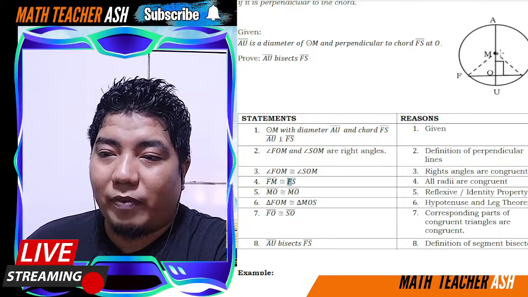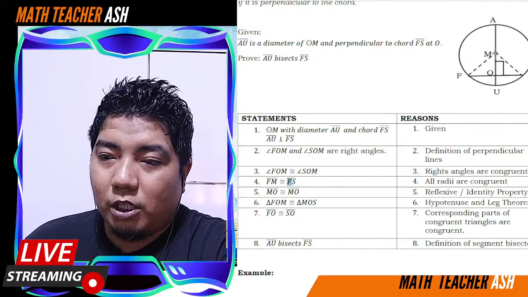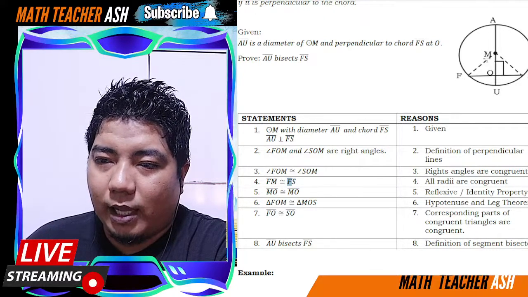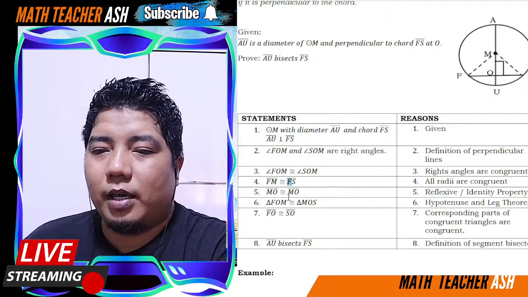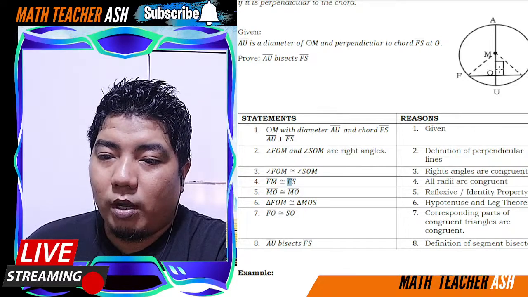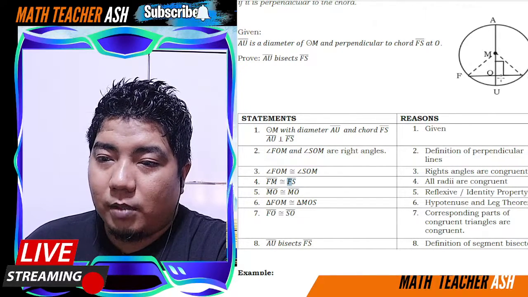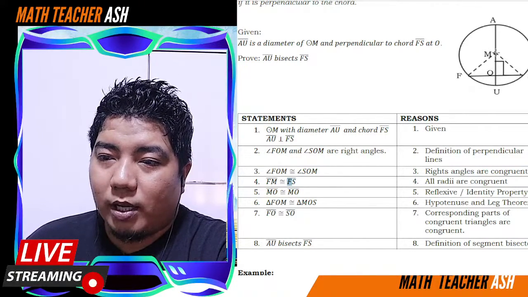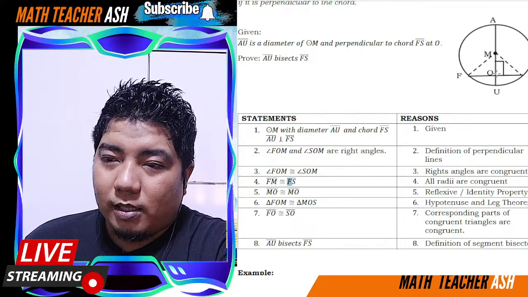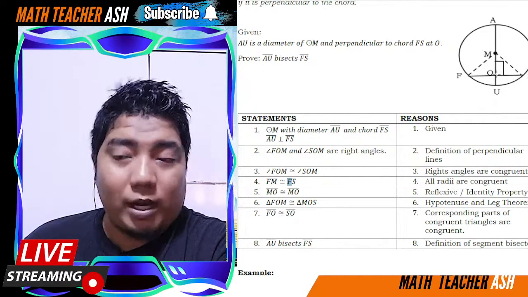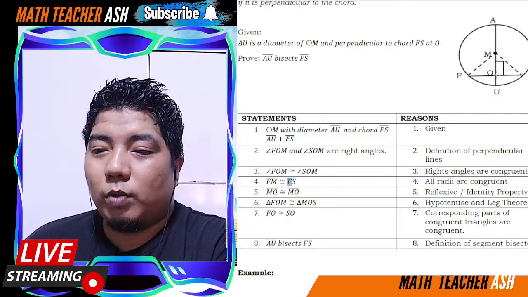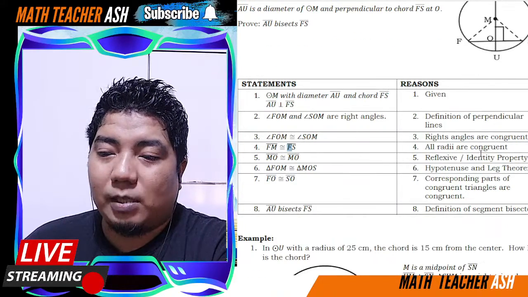Okay, so FM, ito yon. So, this should be MS, not FS, because all radii are congruent. This is the radii, this is another radii. Okay. Then we have MO and MO. This triangle and this triangle share this side of the triangle. So, therefore, that is what we call the identity property or reflexive property.